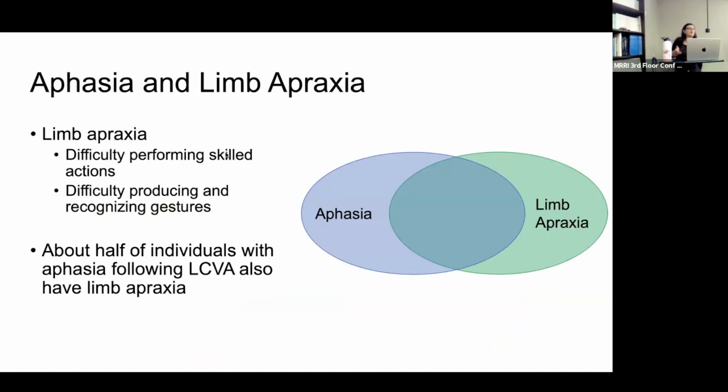One factor that's really important to consider is the high co-occurrence between aphasia and limb apraxia. Limb apraxia is characterized by difficulty performing skilled actions, and difficulty producing and recognizing gestures with your hands, and about half of the individuals with aphasia following a stroke have limb apraxia as well. So when we think about the multimodal nature of communication, particularly with regard to aphasia, it's important to think about this intersection between these two conditions.